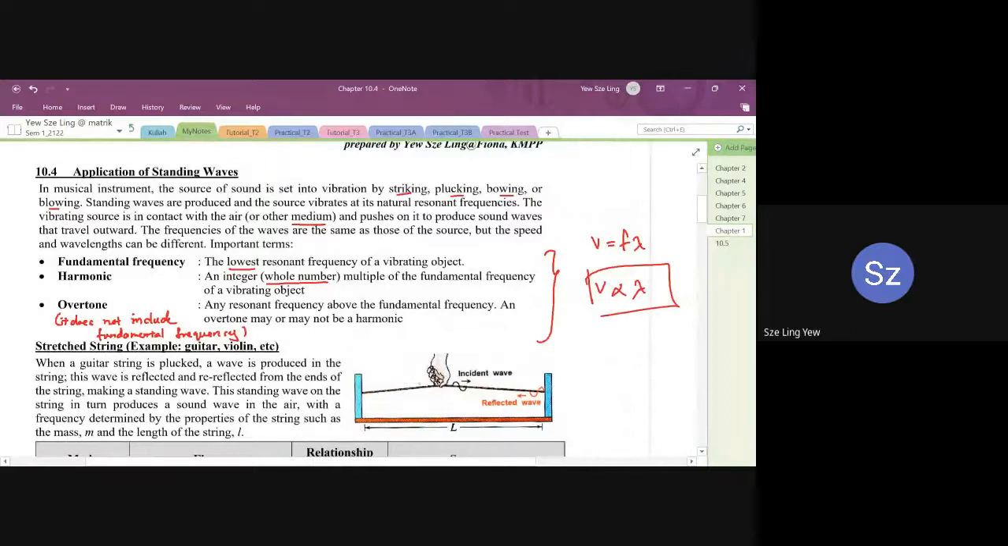You will see it much clearer when we go through the derivations, because you will look at the derivations of the velocity and the wavelength in a string, and also the velocity and the wavelength in the air column, like the one that I showed you just now.